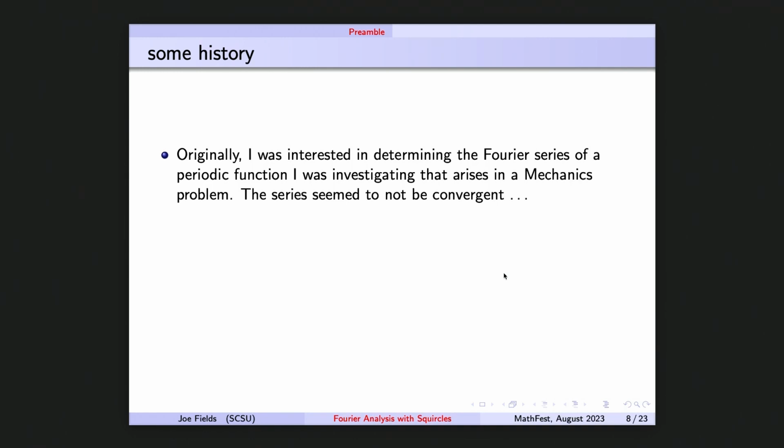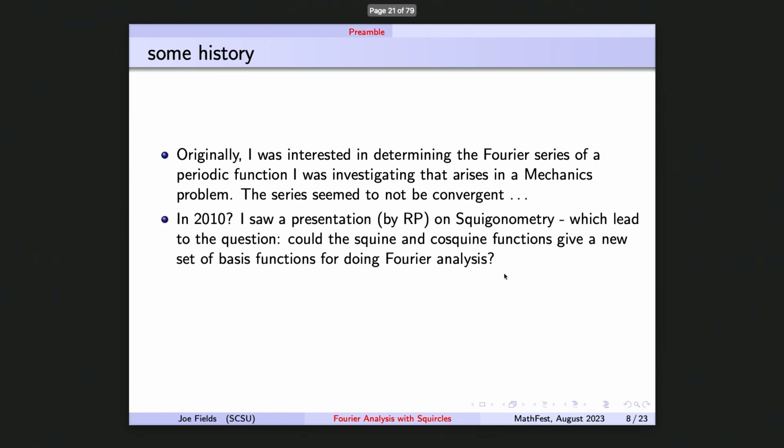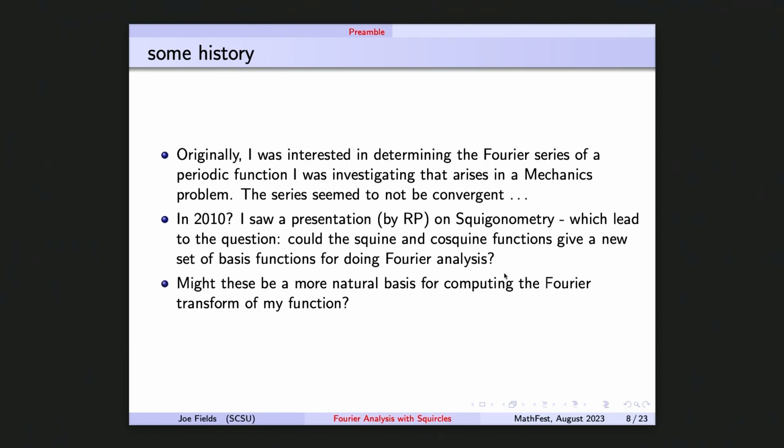And so I started looking at the Fourier series approach for this thing. It had to be periodic, right? It had to have a Fourier expansion, but I couldn't figure out what it was. Then around 2010, give or take, I saw this presentation by Rob about squigonometry, and I wondered if that was the problem: that the sine and the cosine didn't make a solid basis for the space of periodic functions I was interested in. It just wasn't in the area where the series converged. So might this create a more natural basis for doing Fourier analysis?